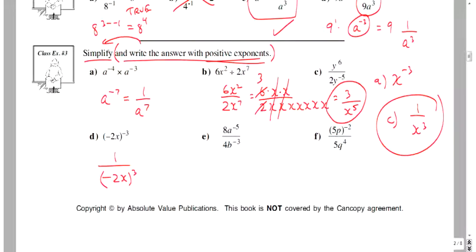Everything stays the same. I didn't change anything. The only thing I did was make negative 3 positive 3. Okay? Didn't change this minus sign, didn't change the 2, didn't change the x. But like I said, this applies to everything in the brackets. Negative 2 times negative 2 times negative 2 is minus 8. x times x times x, x cubed. All right?